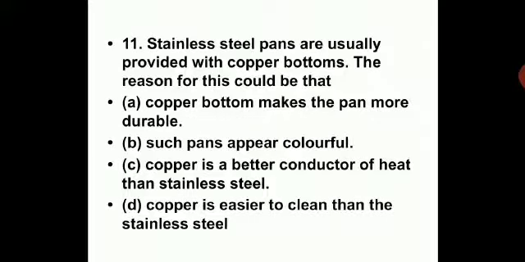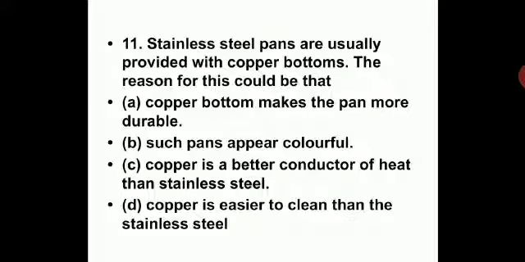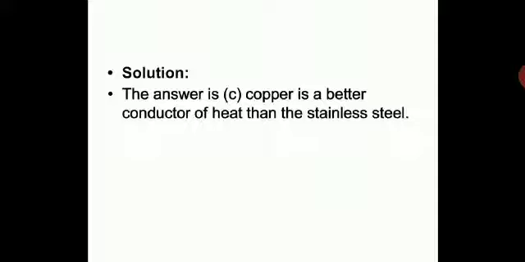Then stainless steel pans are usually provided with copper bottoms. The reason for this could be that copper bottoms make the pan more durable, such pans appear colorful, copper is a better conductor of heat than stainless steel, or copper is easier to clean than stainless steel. So you can easily guess the answer over here: copper is a better conductor of heat than stainless steel. That's why the bottom of the pan should be of copper, because it conducts heat better than stainless steel. So you are going to write the question and the correct option for this.